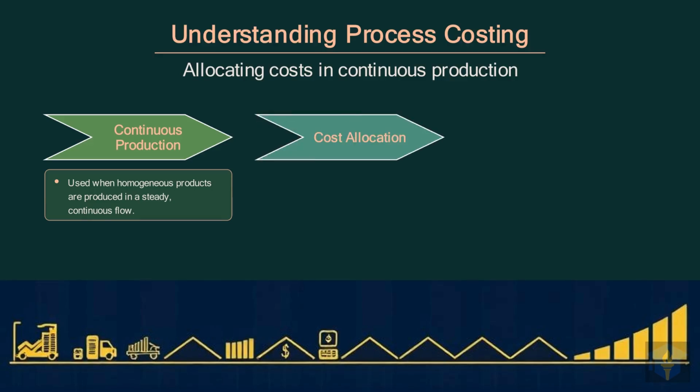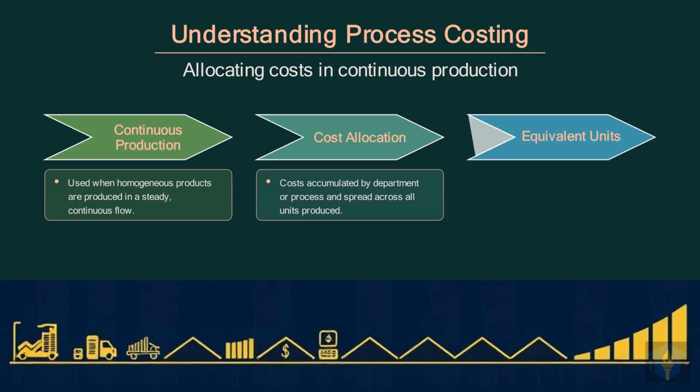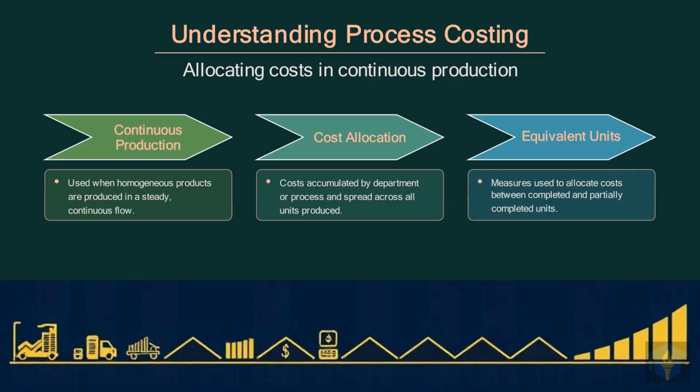Costs are accumulated by department or process, then spread evenly across all units produced. Here, costs are gathered by department or process, and then distributed uniformly across all produced units. Equivalent units measure how costs are allocated between completed and partially finished units. These measures are crucial for correctly allocating costs between fully completed and partially finished units.